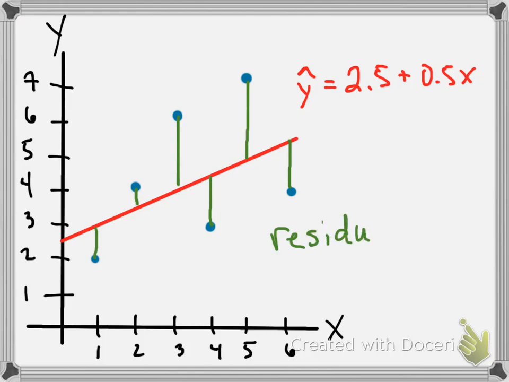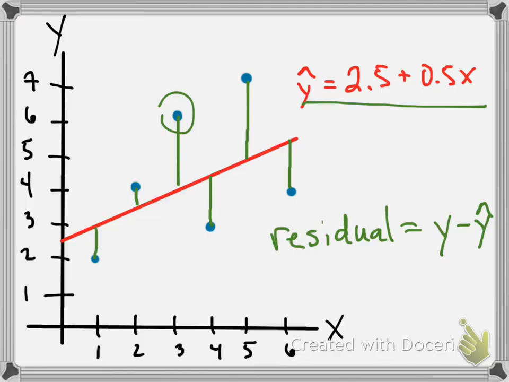A residual is found by taking the difference between your observed y, so the y value you get from your point, whatever that y coordinate is, and you just subtract off your predicted y that you get from your line of best fit. So in symbols, the residual is your y value from the point minus y hat for that given x value. So like I said, the concept of residuals is not very difficult. It's just that vertical distance between your point and the line of best fit.